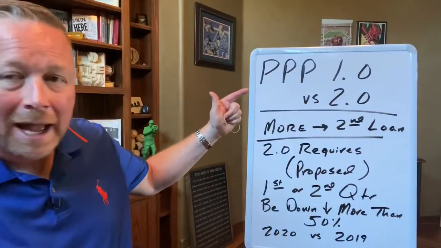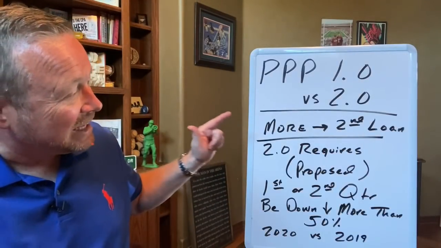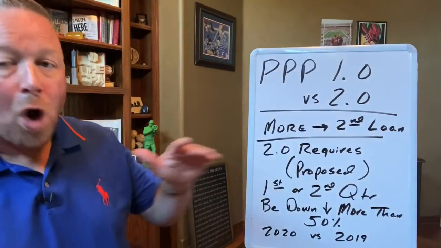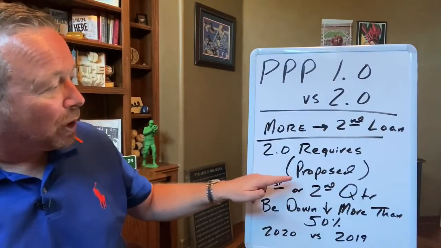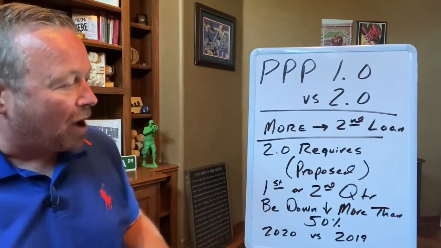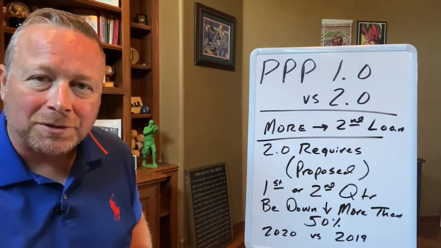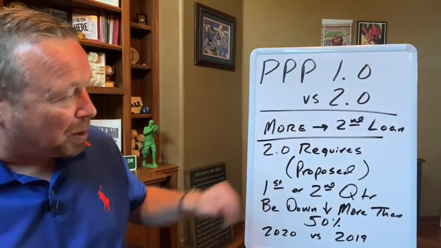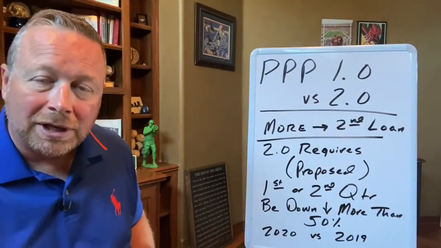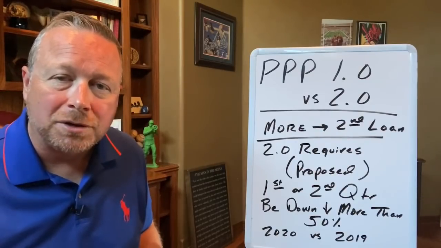Just a quick recap, we have PPP 1.0 versus 2.0. That would be a second loan, a second amount. It's all proposed, but 2.0 requires, as proposed, that first or second quarter be down more than 50%, 2020 versus 2019. So to be able to get a second loan, your gross has to be down more than 50% when comparing 2020 to 2019 first quarter.